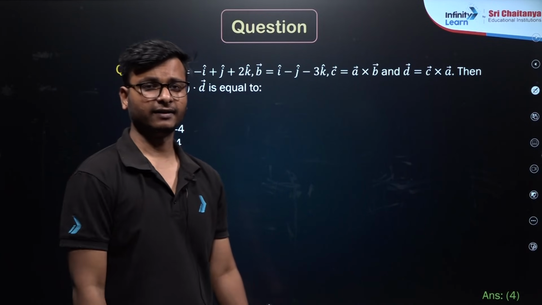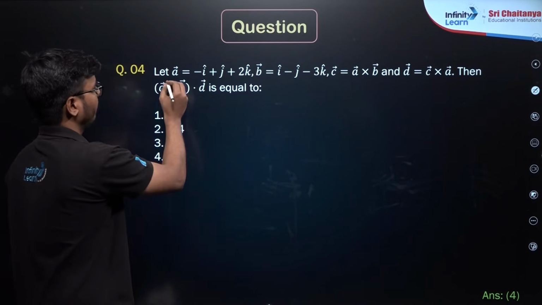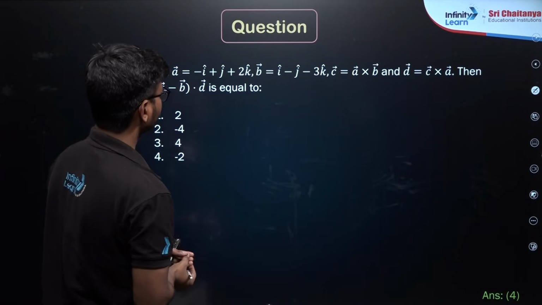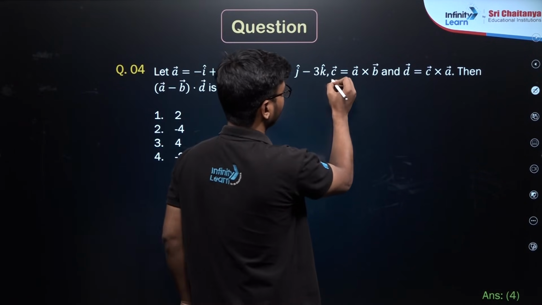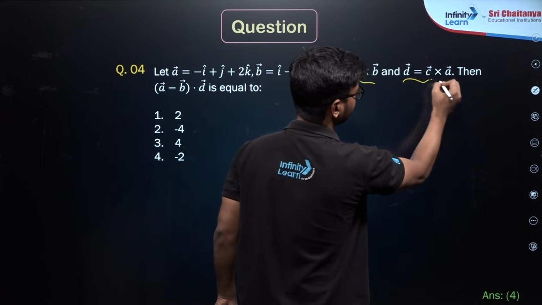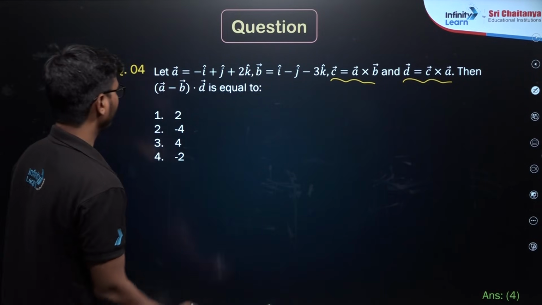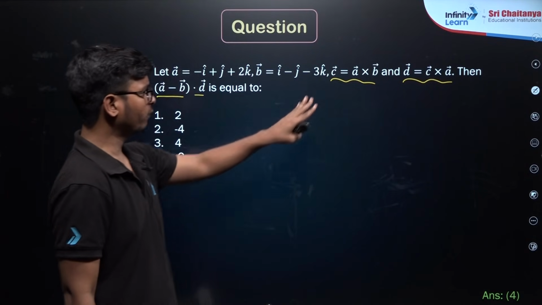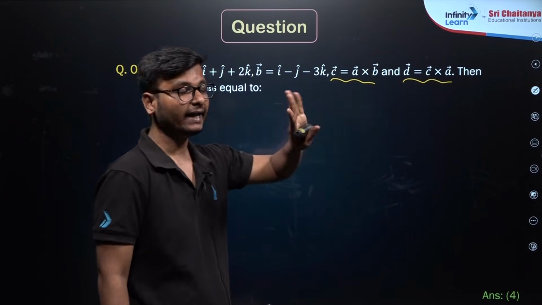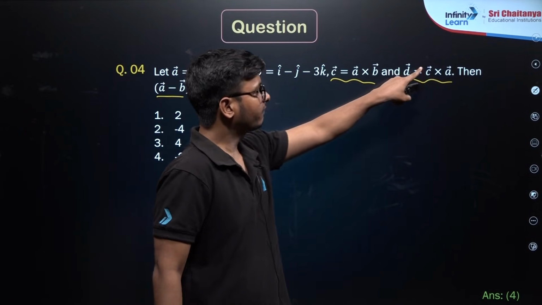Okay, so let's read the question. Vector A is given as minus i cap plus j cap plus 2 k cap. Vector B is given as, and C is defined as A cross B, D is defined as C cross A, and we have to find A minus B dot product with D. So first of all, I have to find C and D. Why? Because to find D, we require C.